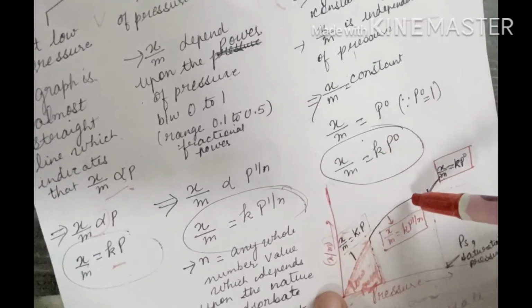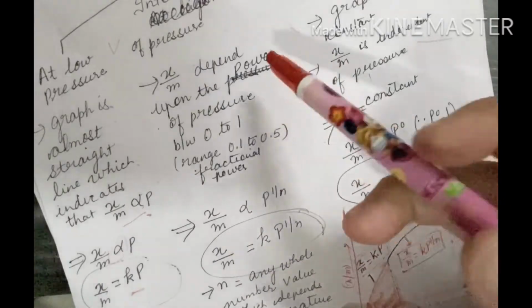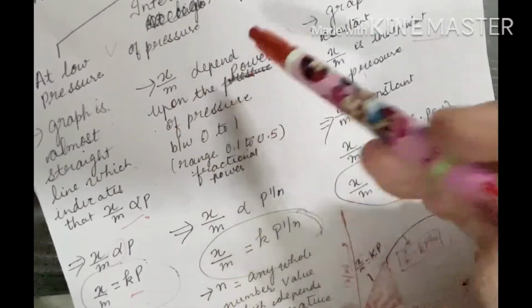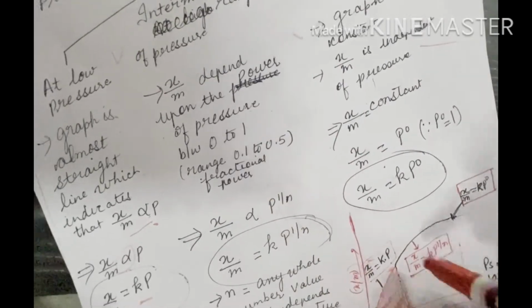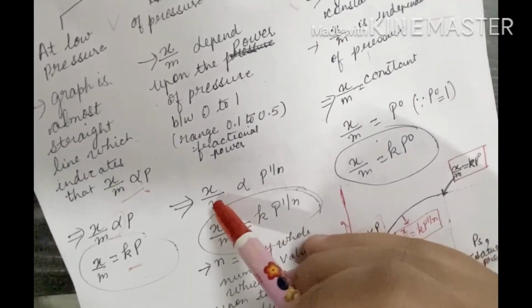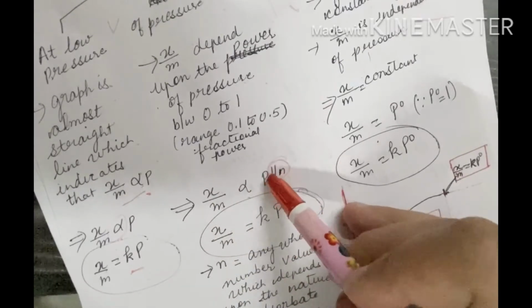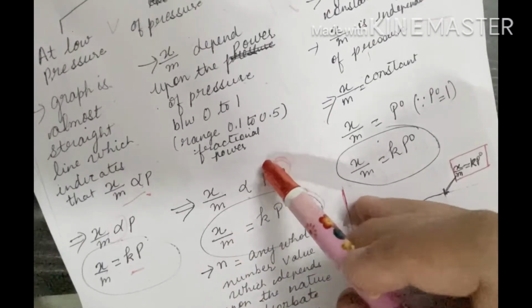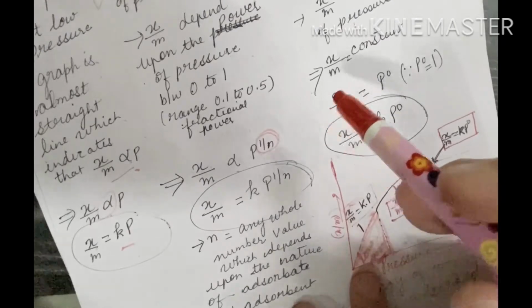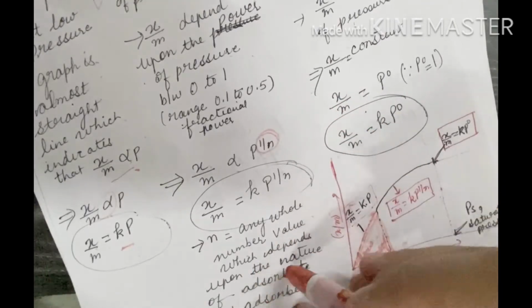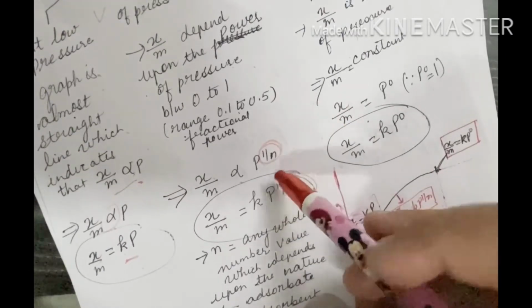Now we'll talk about when the pressure is in the intermediate range. So here x upon m will depend upon the power of the pressure. See, x upon m is directly proportional to P raised to power 1 upon n. So what is 1 upon n? n is any integer, any whole number value, which depends upon the nature of the adsorbent and adsorbate.